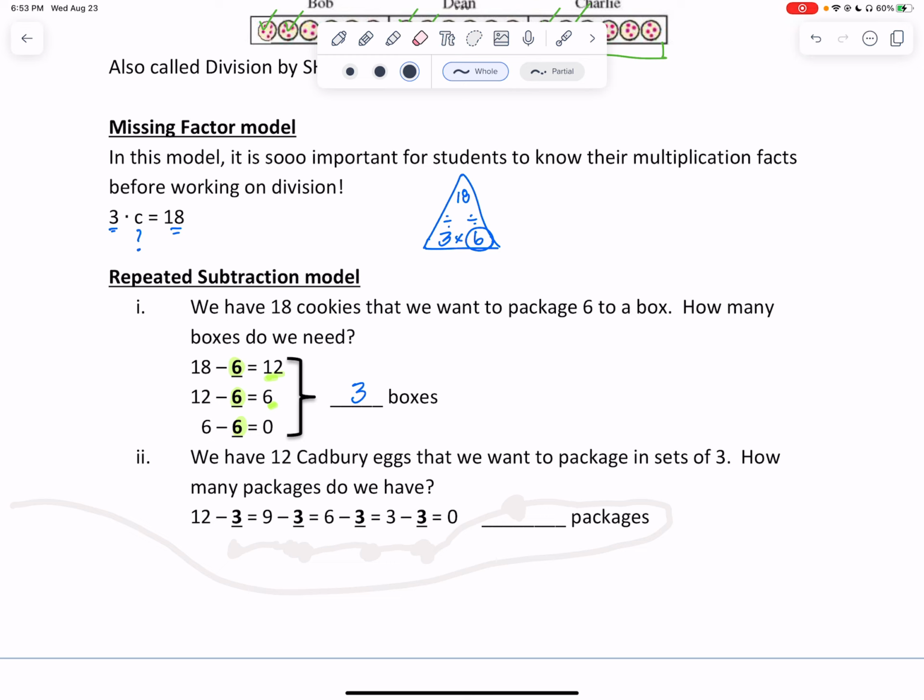Near Easter, we got 12 Cadbury eggs, and we're going to get them in sets of 3. That's how you buy Cadbury eggs, unless you're getting them at Sam's or Costco's. Anyway, so how many packages do we have?